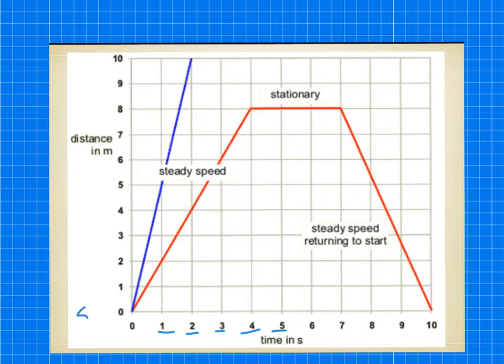So we'll say the 0 is the start, okay? And as the line's going away, they're going farther. So as time is ticking, they are traveling a greater distance away from where they began. So the blue line, because it's going at a straight line, it's not curvy at all.